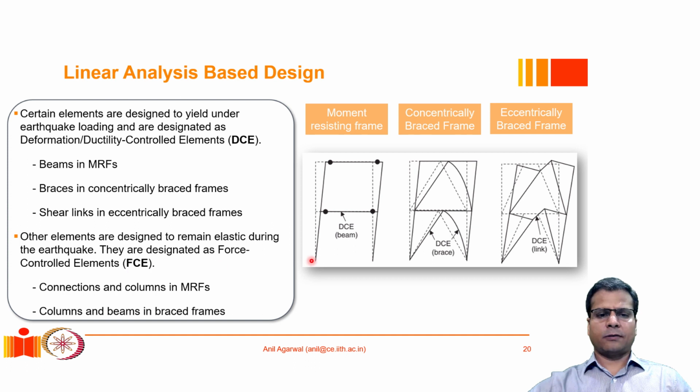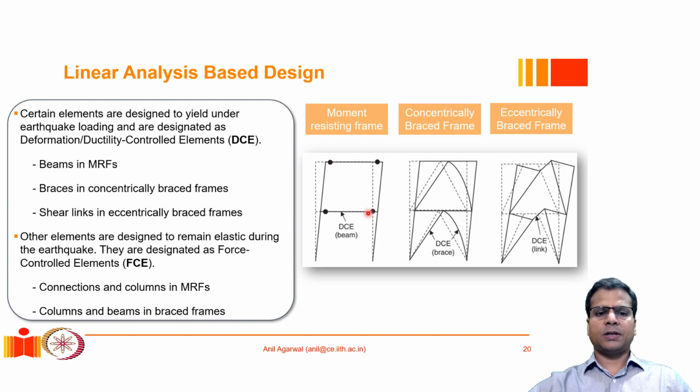And then there is another set of elements which are surrounding elements which apply those loads to the DCEs. They are known as FCEs, force controlled elements. And the idea here is that we should design the DCEs for the expected deformation demand, and we should design the FCEs for the expected force demand. So this is the major classification, major distinction between two different types of elements in a lateral load resisting system that we should identify, and then we should go about designing.